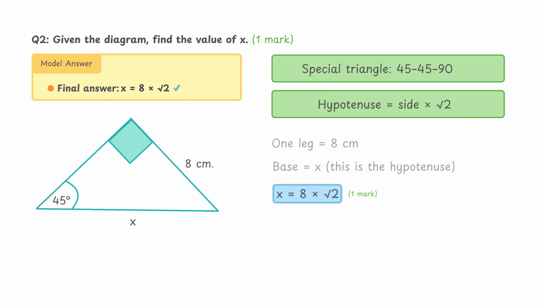This earns the mark. Now take a moment to understand the key idea. As soon as you recognize a 45, 45, 90 triangle, you do not need a calculator. You can use the exact ratio directly. That is the power of special triangles in trigonometry.